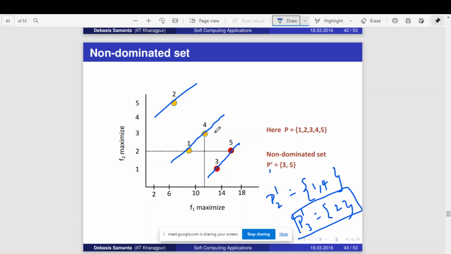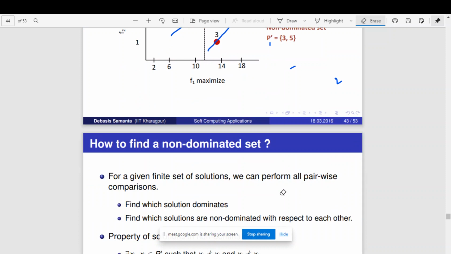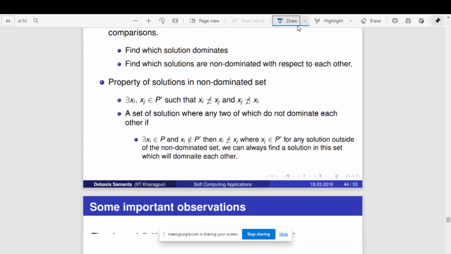So basically, whatever elements are lying in a non-Pareto front, this is a non-Pareto front, this is a non-Pareto front, the set of elements lying in a particular non-Pareto front will come under a non-dominated set. So how will you find a non-dominated set? Let us discuss with an example.